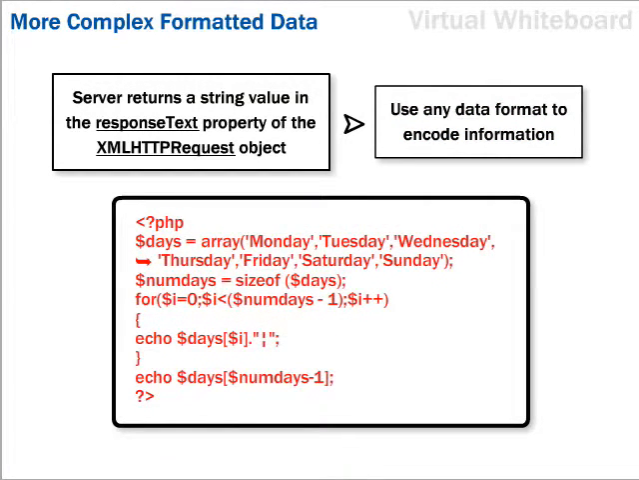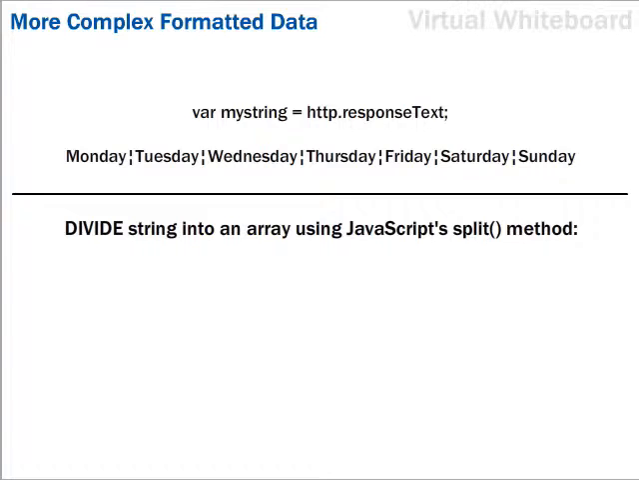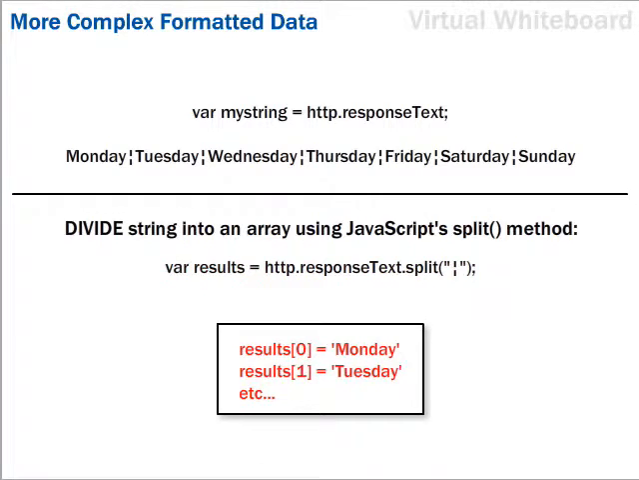Consider the following server-side script, which uses the same data array as in the previous example. The string returned in the response text property now contains the days of the week, separated or delimited by the pipe character. If we copy this string into a JavaScript variable myString, we will find that the variable myString contains the following string. We may now conveniently divide this string into an array using JavaScript's split method. We now have a JavaScript array results containing our data. Rather than simply displaying the received data, we can now use it in JavaScript routines in any way we want.